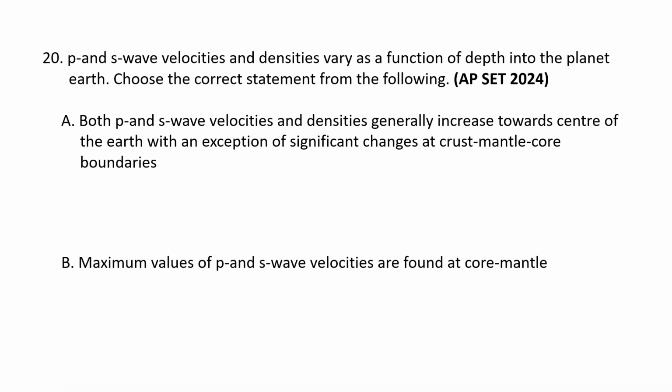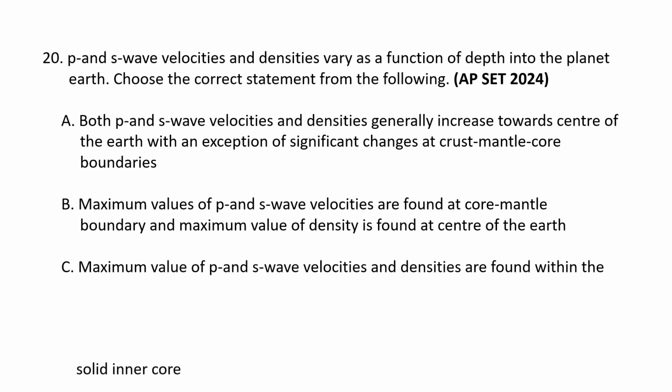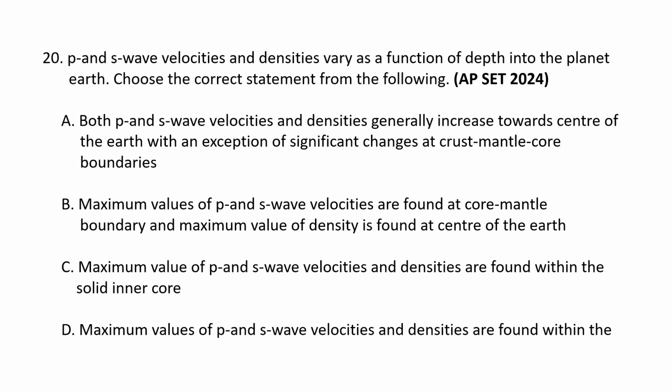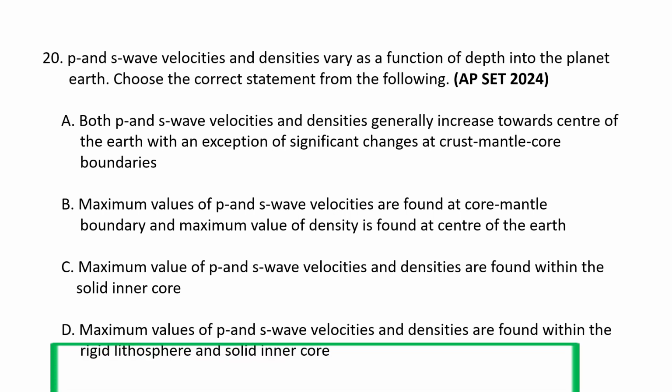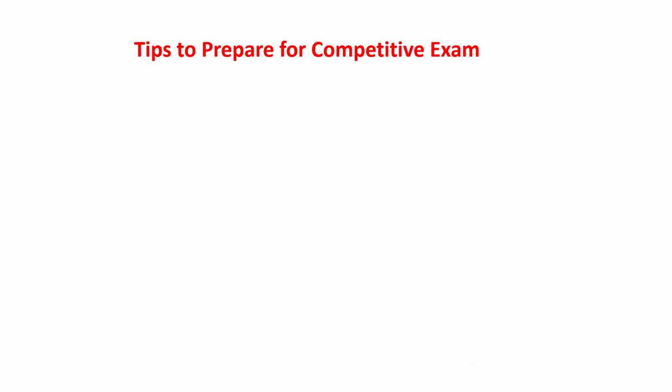And B. Maximum values of P and S wave velocities are found at core mantle boundary and maximum value of density is found at the center of the Earth. C. Maximum value of P and S wave velocities and densities are found within the solid inner core. And D. Maximum values of P and S wave velocities and densities are found within the rigid lithosphere and solid inner core. So the correct statement is option B, maximum values of primary and secondary wave velocities are found at the core mantle boundary and maximum value of density is found at the center of the Earth.